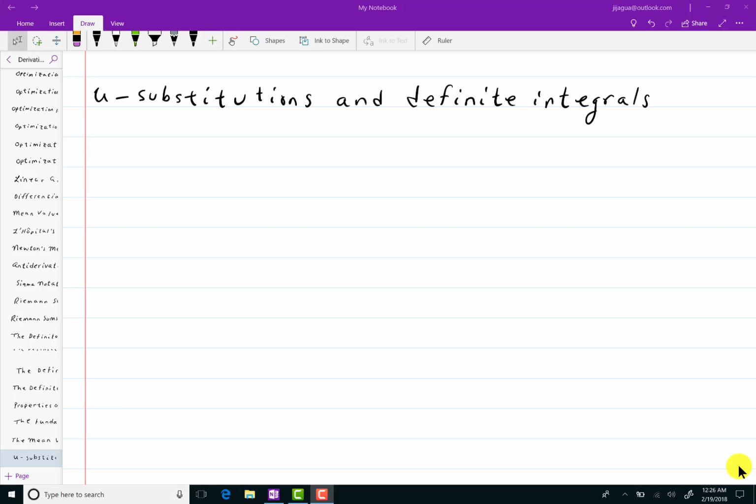For, I guess, my final video, I would like to do U substitutions with definite integrals. And the way I do definite integrals is slightly different than I do indefinite integrals, but not the initial steps. I'll show you what I mean. I'm going to start with my first example, an integral from 0 to pi over 4 of sine of x over cosine squared of x dx.